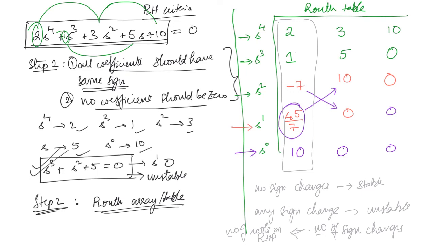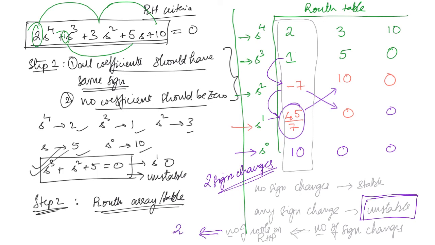In our example, we have a sign change from 1 to minus 7. 1 is positive and minus 7 is negative. So here you have one sign change, and again from minus 7 to 45 by 7 also we have a sign change from negative to positive. So in this example we have two sign changes of the first column of the Routh array. We are concerned only with the first column. Since there are two sign changes, it means that the system is unstable and the number of roots that are lying on the RHP is equal to 2.